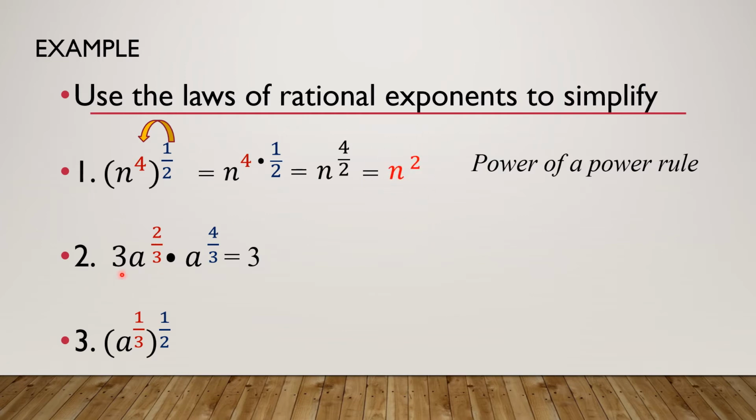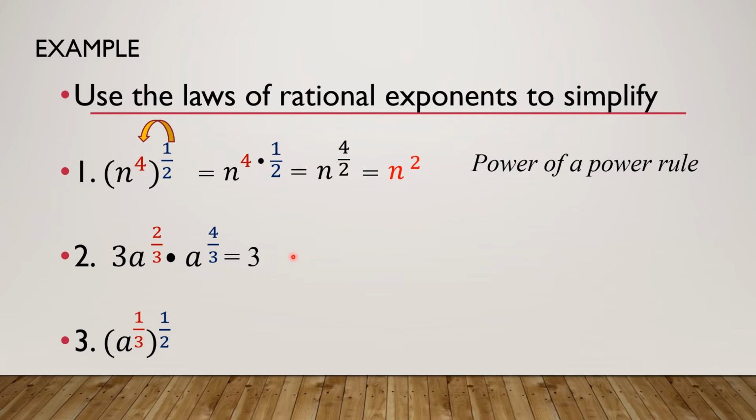For number 2, 3a raised to 2/3 times a raised to 4/3. First, we are just going to copy 3. Why? Because the exponent of 3 is 1. It is not a rational exponent. So we're just going to copy. Here, the numerical coefficient of a is 1, so the same. 3 times 1 is 3.